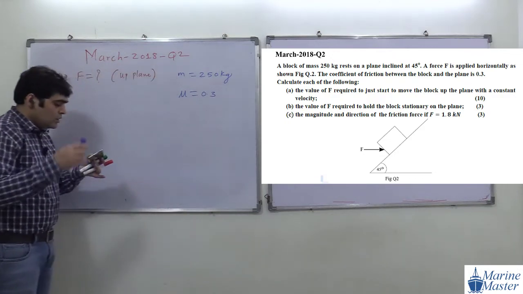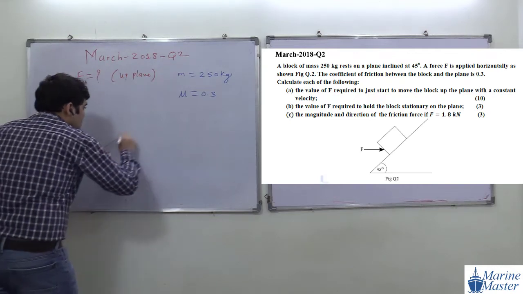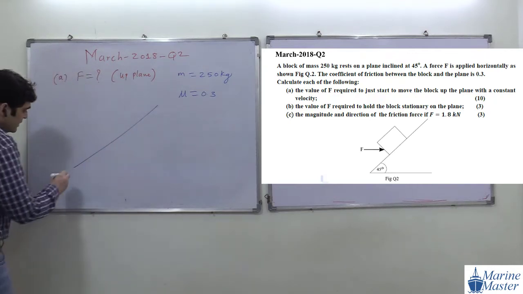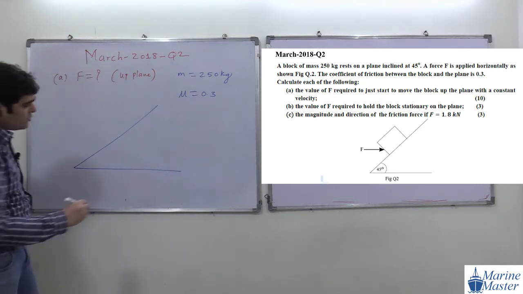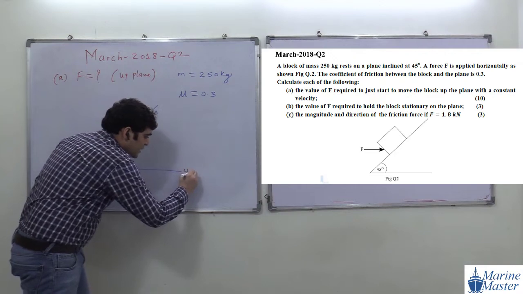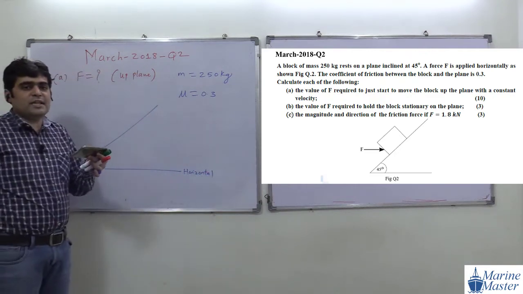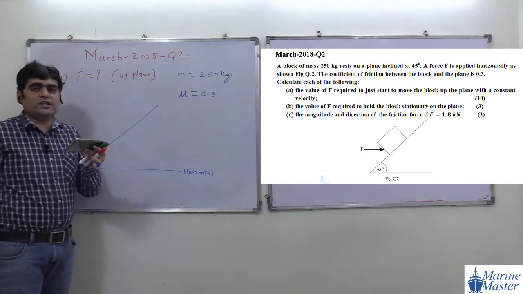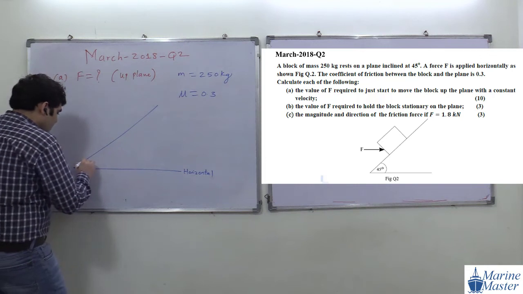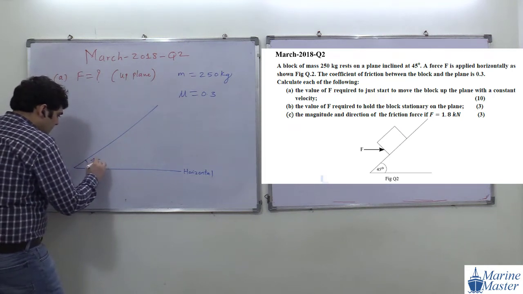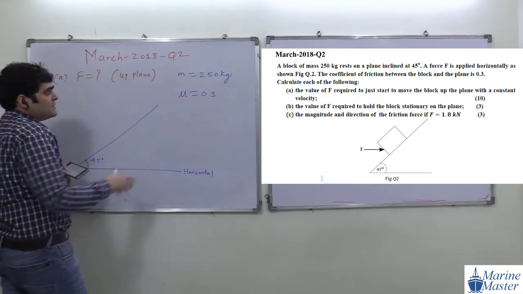Now here they have given us a block. See the point here. So this is our plane. That plane makes an angle with the horizontal. This is our horizontal line. With respect to the horizontal, how much is the angle? 45 degrees. Okay, very good. This angle is 45 degrees.